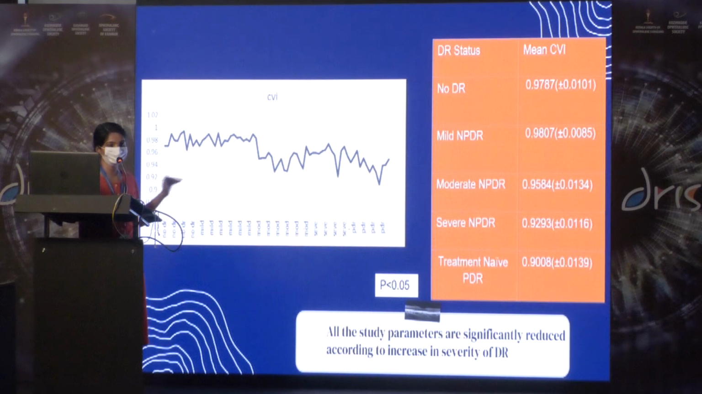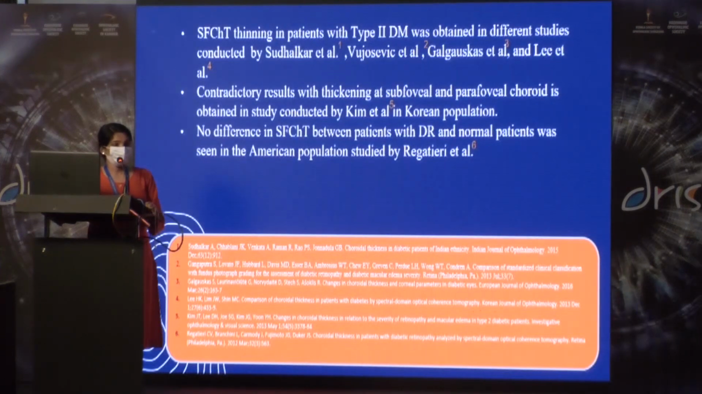That is, significant reduction was seen. All the study parameters were significantly reduced according to the increase in severity of diabetic retinopathy. Similar results of subfoveal choroidal thickness thinning were noticed in other studies also, especially the one done by Sudhagar et al. in an Indian population, but a contradictory result of thickening was noticed in another study done in a Korean population by Kim et al.